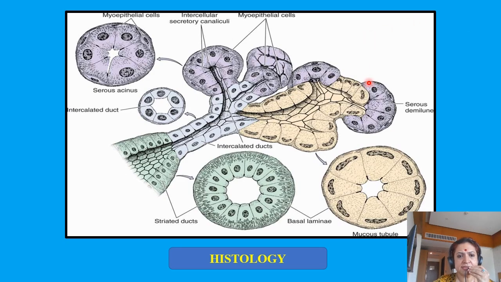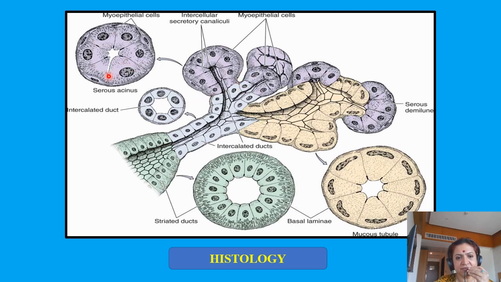So going on to the histology, you can see this is the schematic representation of the histology which is widely available in the internet. So this is the serous acini, and in the serous acini, you have the acinar cells, the ductal cells, and then you have the abluminal myoepithelial cells.